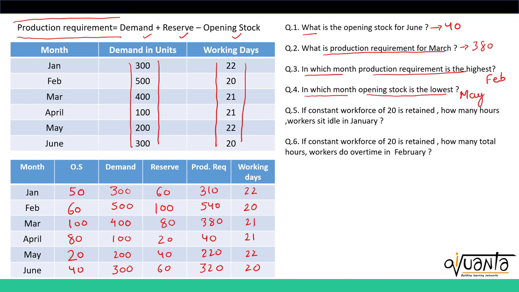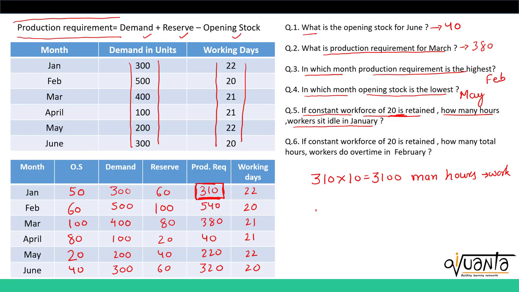Now the next question is if constant workforce of 20 is retained, how many hours workers sit idle in January? So that means we need to calculate the hours for which workers sit idle in January if there are 20 laborers. Now in January, we can clearly see that we need to produce 310 units and every unit requires 10 labor hours. So 310 units will require 3100 man hours of work. This is the work that has to be done in January to produce 310 units.